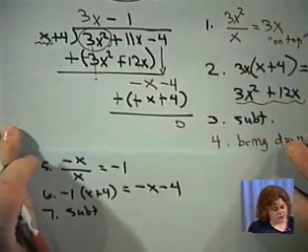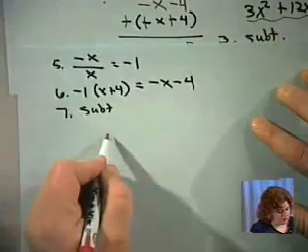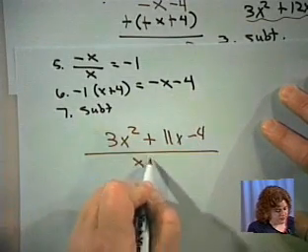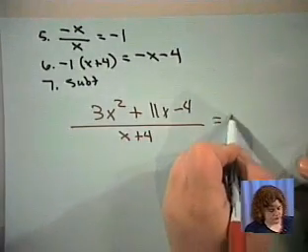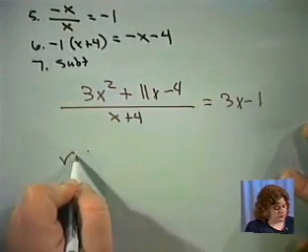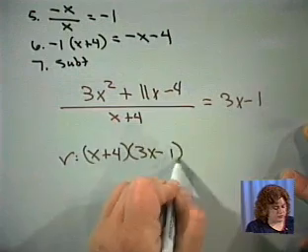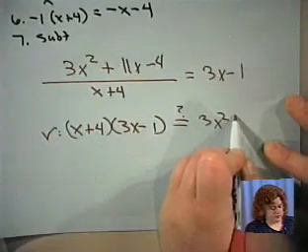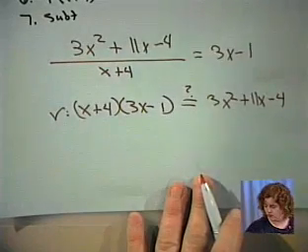We are done. The answer, then, I just want to rewrite the original statement. We had 3x squared plus 11x minus 4 divided by x plus 4. And the answer to that problem was 3x minus 1, and there was no remainder. You could check this, and you should, by taking x plus 4 times 3x minus 1 and FOILing it, and you should get the 3x squared plus 11x minus 4, and I'll leave that to you to do on your own.